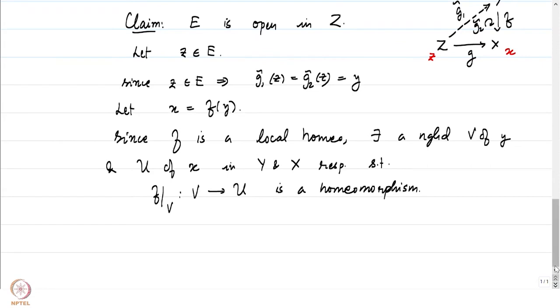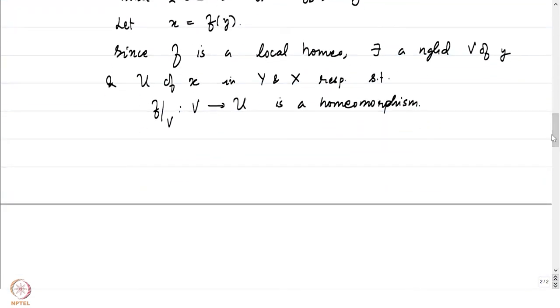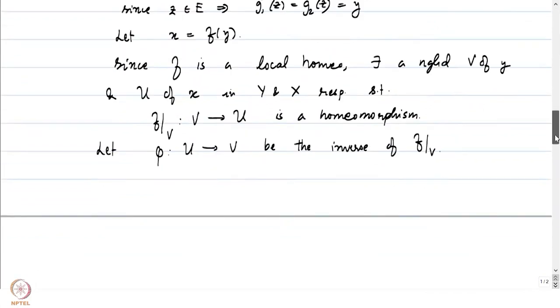In particular, what we have is that this map F restricted to V has an inverse. Let phi from U to V be the inverse of F restricted to V. Always keep in mind that we only know that F restricted to V is a homeomorphism. So, the inverse is also locally defined. It's defined from a neighborhood of X to the neighborhood of Y. Okay, so now what do we have?